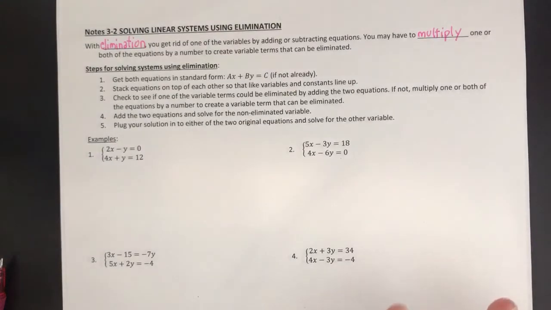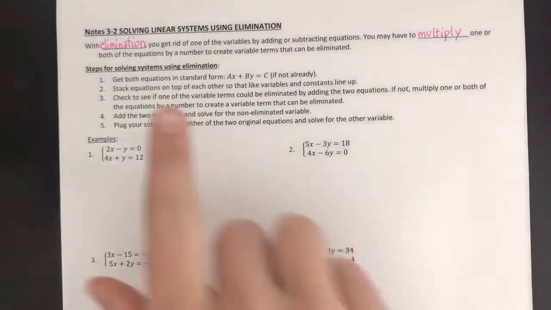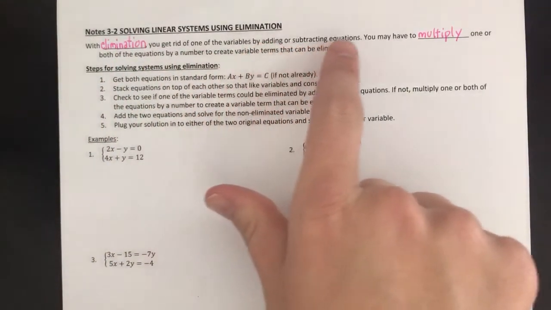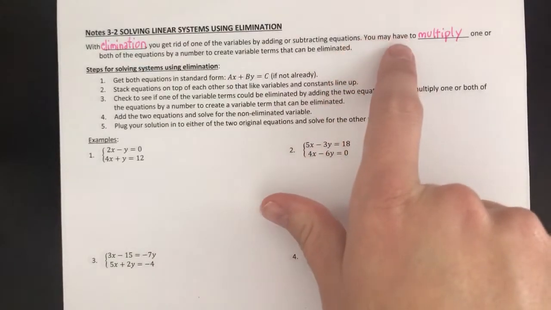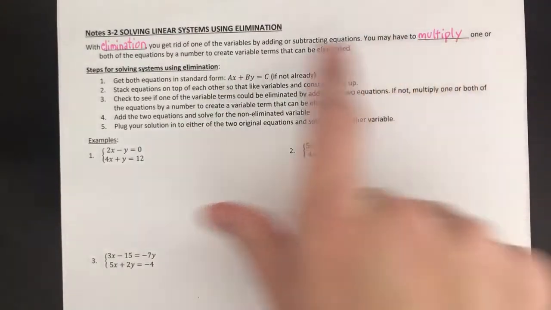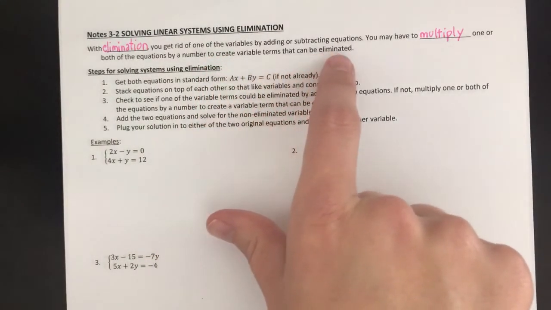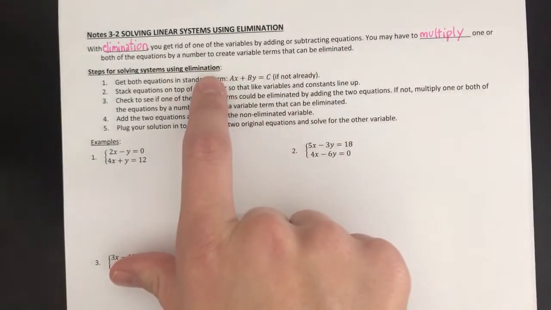Today we're looking at notes 3-2, solving linear systems using elimination. So with elimination, you get rid of one of the variables by adding or subtracting equations. You may have to multiply one or both of your equations by a number to create variable terms that can be eliminated. So here are your steps for solving systems using elimination.